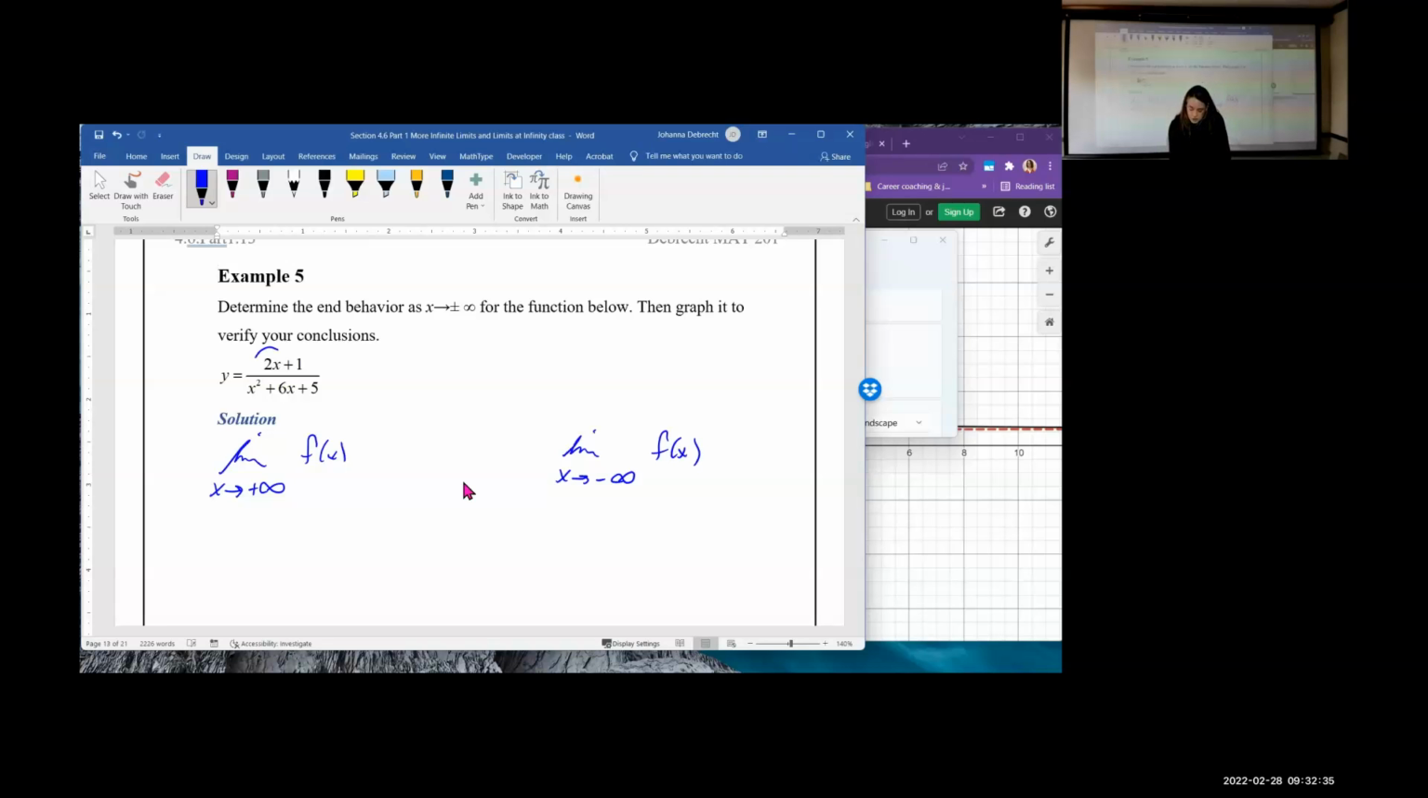Your highest degree term in the numerator is 2x. Your highest degree term in the denominator is x squared. So the ratio of highest degree terms becomes 2x over x squared, which approaches 2 over x. So what's going to happen as x gets massively large?